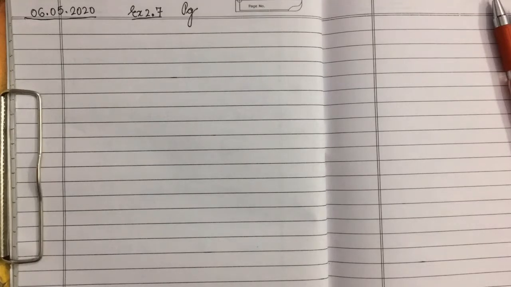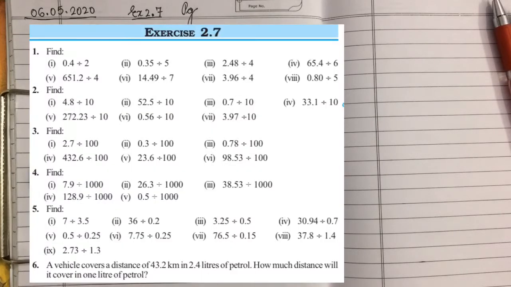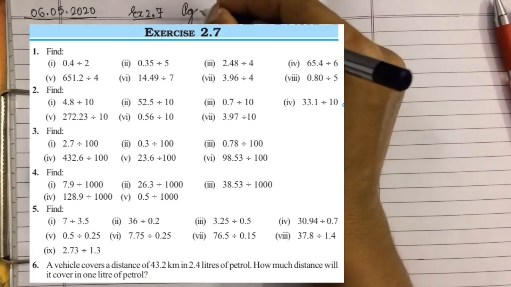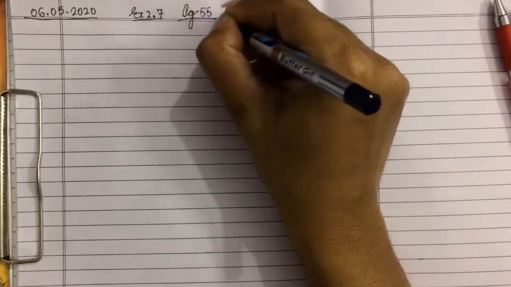Good morning, 7th standard. We were doing division of decimals based on the last video. Let us do exercise 2.7. It's on page number 55 of your textbook.